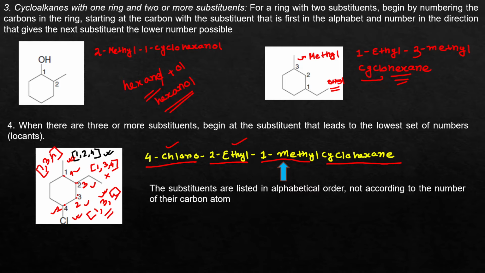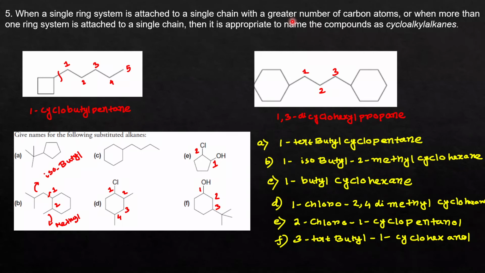Now you can see that there is another situation, when a single ring system is attached to a single chain with a greater number of carbon atoms. So you can see that this is a 4-membered ring, and this ring is attached to a chain which consists of a total of 5 carbon atoms. So whether you will consider it as a cycloalkane or as a simple alkane, that is the question.